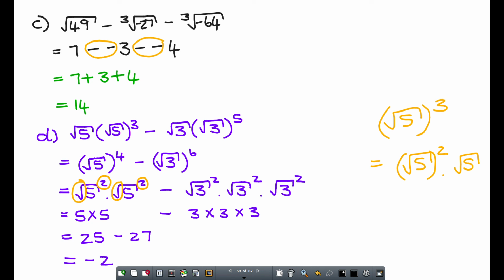Do you understand? Have a look. This is actually to the power of 1. So there's 2 of them, and here's 1 of them. Do you now get it?